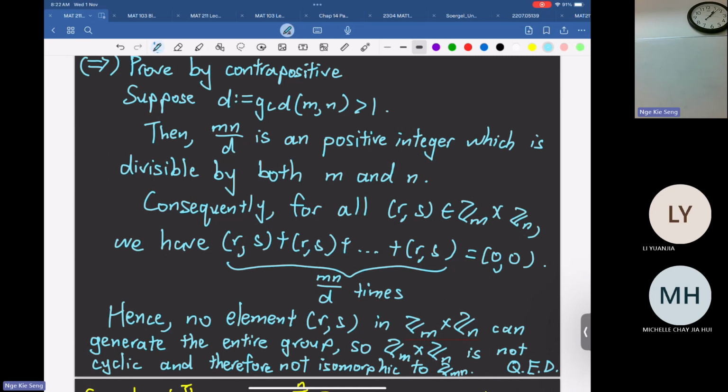So no element can generate the entire group, because you don't have an element of order mn. All the elements have order less than or equal to mn over d. So no element can generate the entire group, so Zm cross Zn is not cyclic. No one can generate the group, because they go to 0 at mn over d times. This is an integer because d is a GCD of m and n. So this is using a contrapositive.